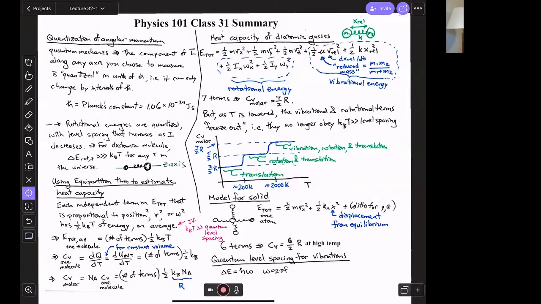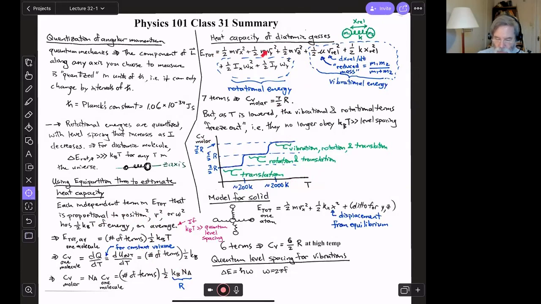We talked about how to use the equipartition theorem to estimate the heat capacity. And essentially what we found was that every term that is proportional to a position squared or a velocity squared gives you a factor of 1/2 R in the molar heat capacity. So applying that to diatomic gases, we got this graph where we're graphing the molar heat capacity at constant volume. That's what this little V means, as a function of temperature.